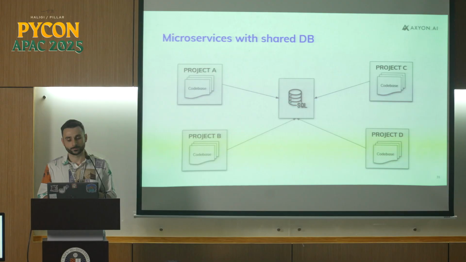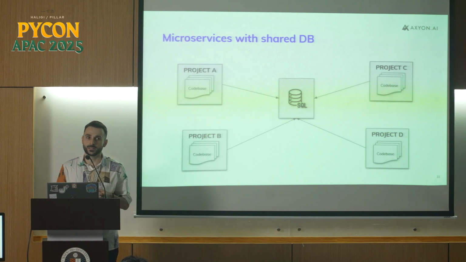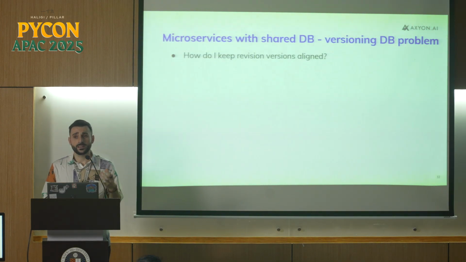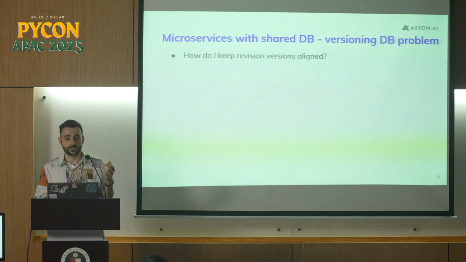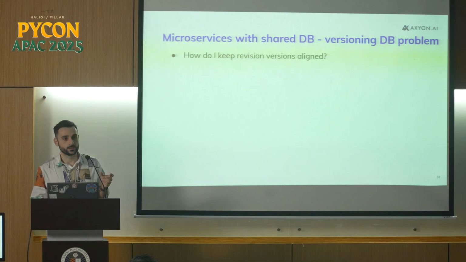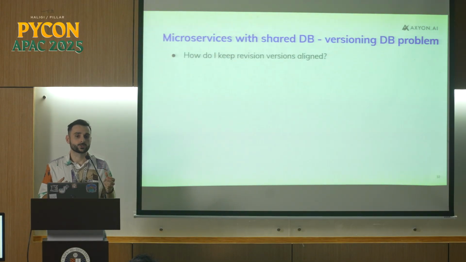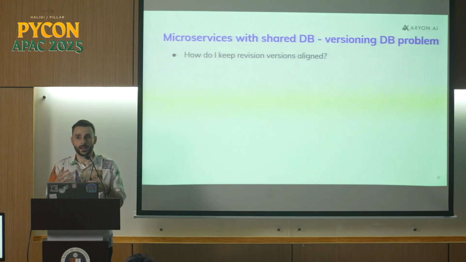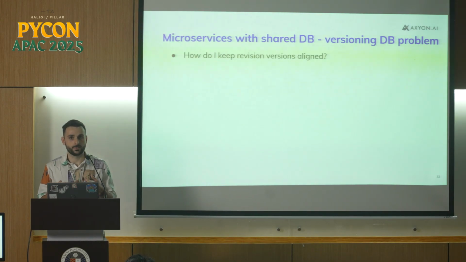We can define a set of ORMs in each of those code bases and try to perform migrations independently. But there are a few problems that might arise from this. So the first one is about the alembic version table that we saw earlier. How do we keep the revision identifier aligned? Because if we don't have control of what is happening externally, well, Alembic will detect things that are not from our code base.